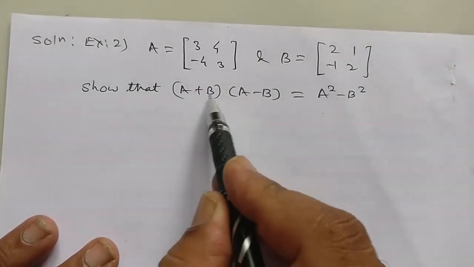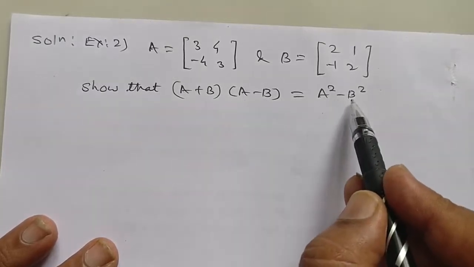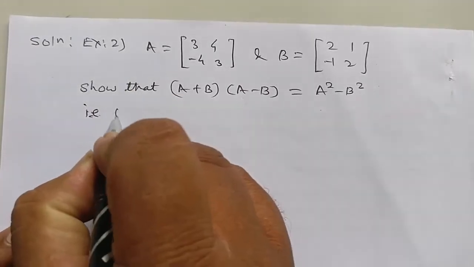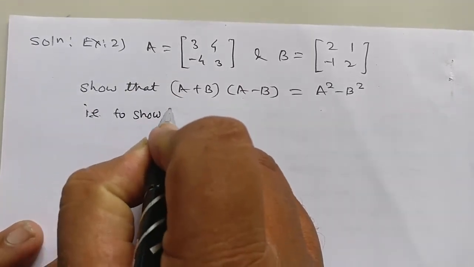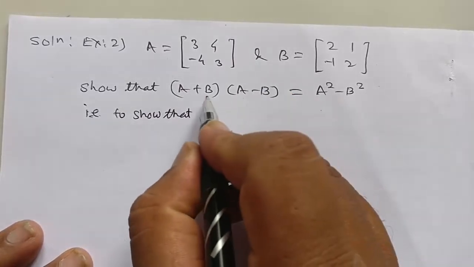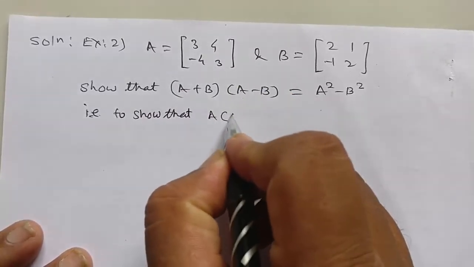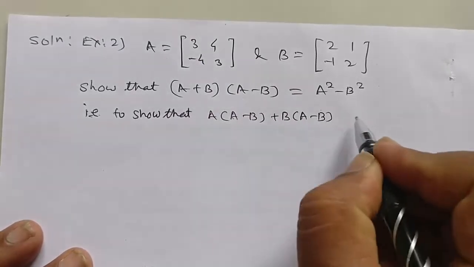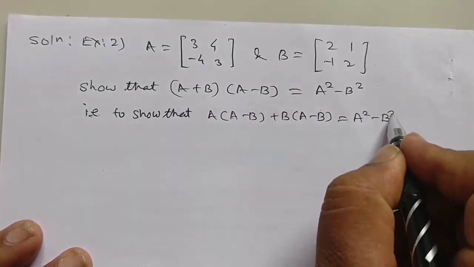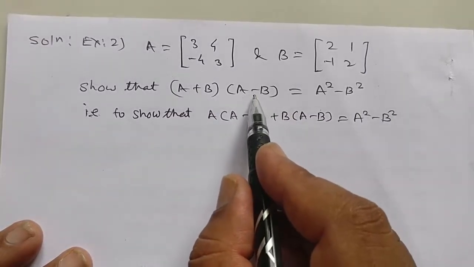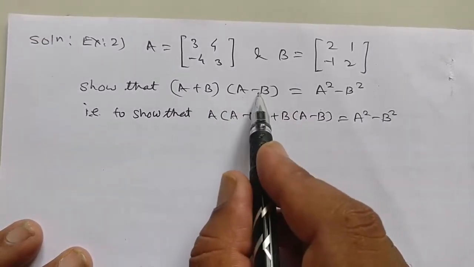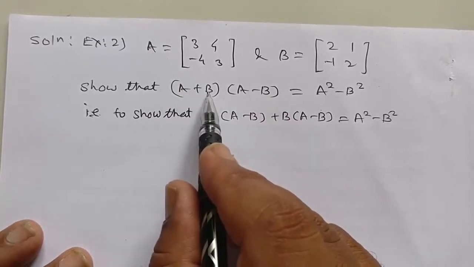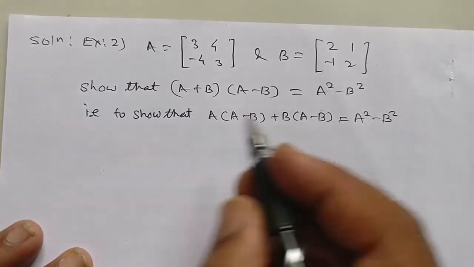Now we have to show that (A plus B) into (A minus B) is equal to A square minus B square. That is, to show that, we expand: A into (A minus B) plus B into (A minus B) is equal to A square minus B square. It is post-multiplied, so we post-multiply to the matrix A plus B by the distributive law.